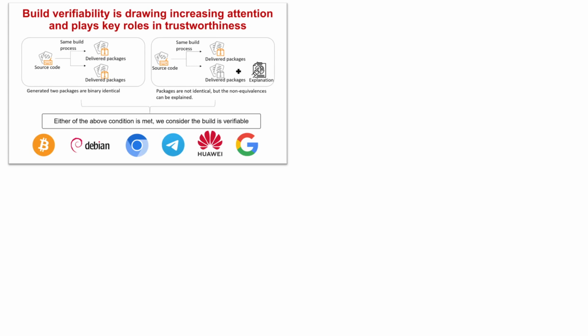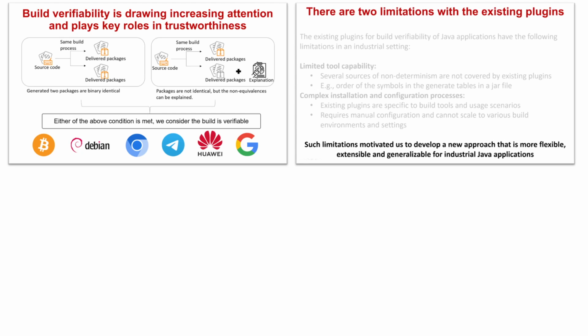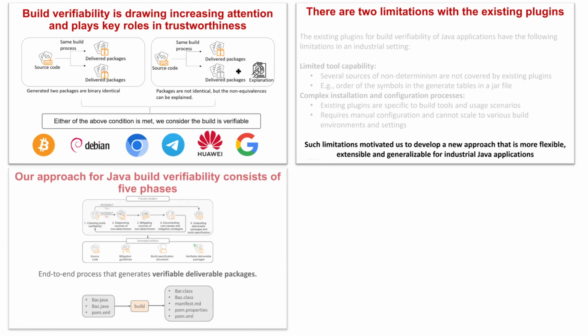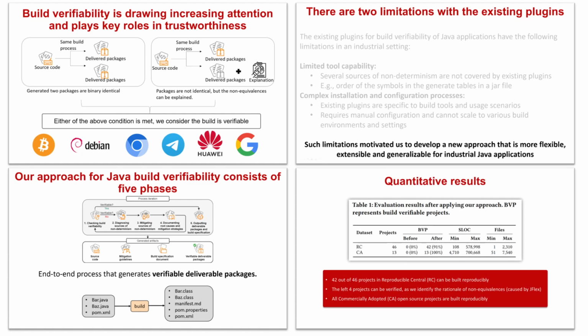In summary, in this paper, we first describe the definition of build verifiability and demonstrate that it is a rising concern among the open source community and industry. The current approaches towards verifiable builds in Java-based systems have their limitations. Therefore, in this paper, we present an end-to-end solution that produces verifiable deliverable packages. The evaluation results show that all of the studied projects could achieve verifiable builds. To learn more about the details, please refer to our paper.